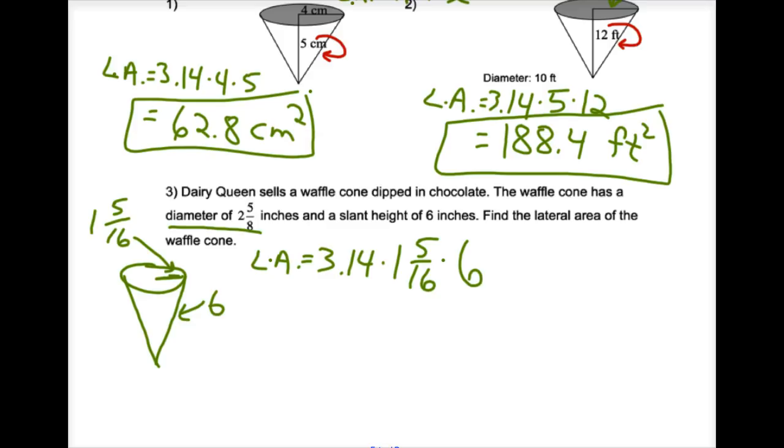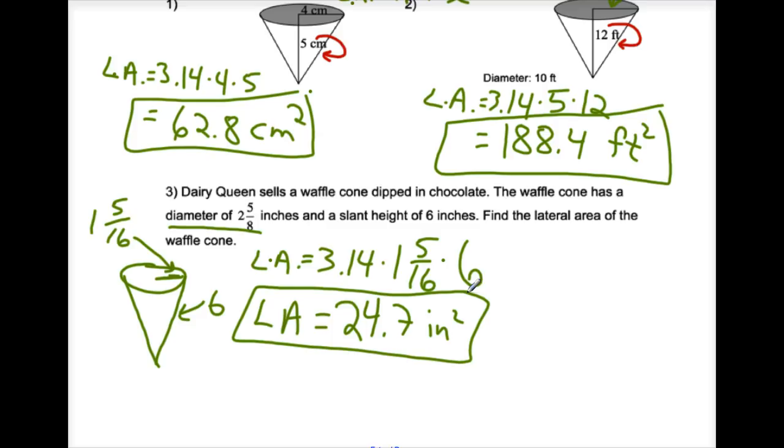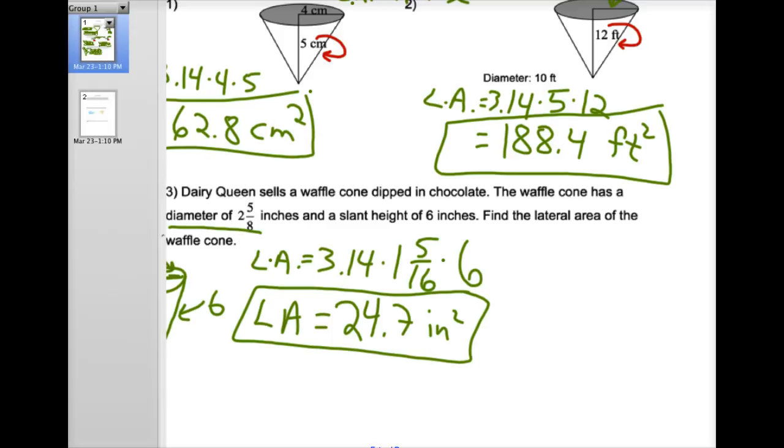All right, type that in there, guys, and somebody give me the lateral area of this waffle cone. Ange, what'd you get? 24.7 inches squared. Perfect. That's what I got. 24.7 inches squared. Practice typing fractions in your calculator. All right, that was lateral area. Everybody good with that? Is it on your cheat sheet? Okay. The next one's lateral area too.